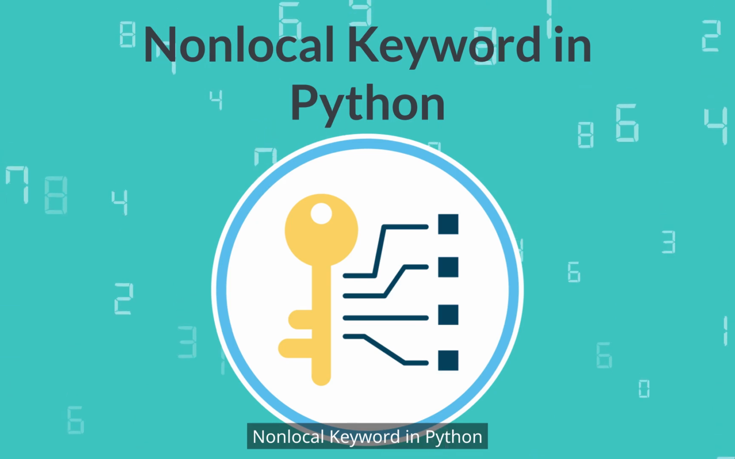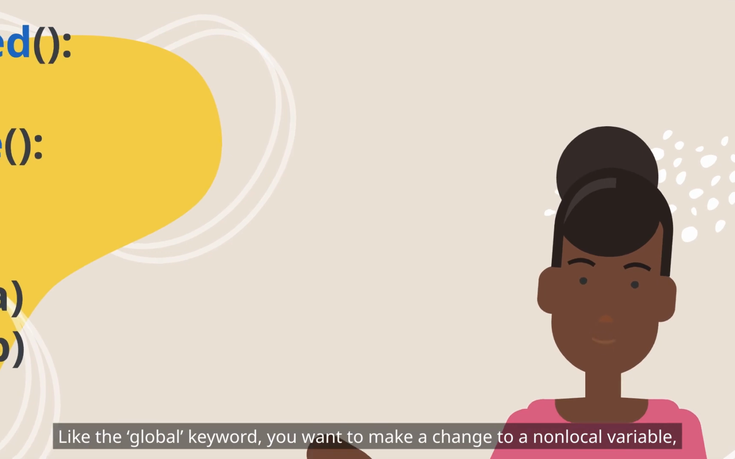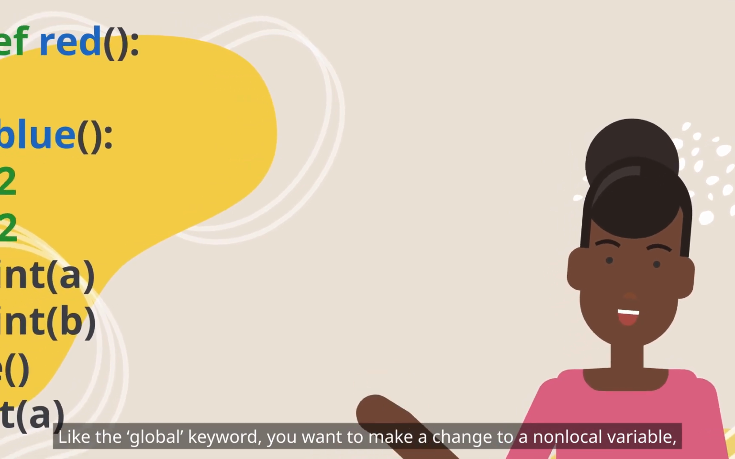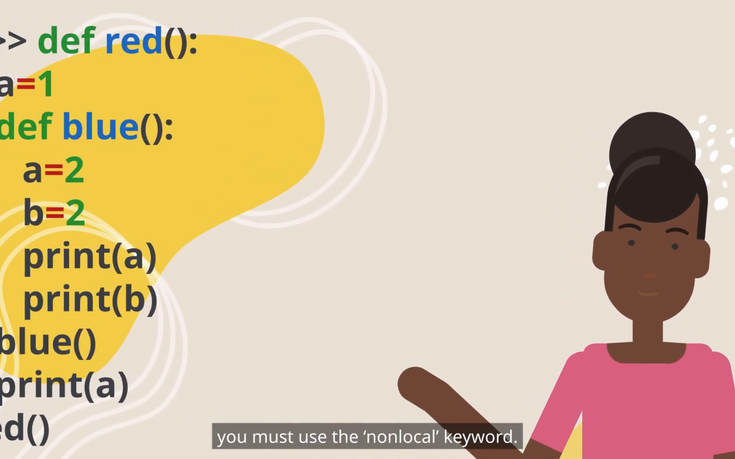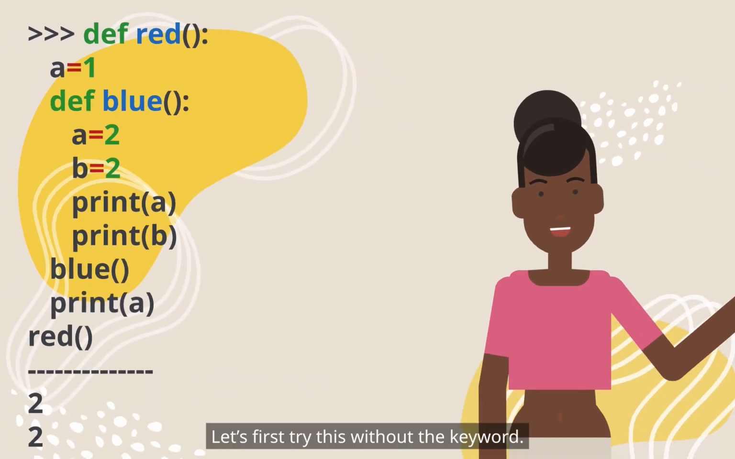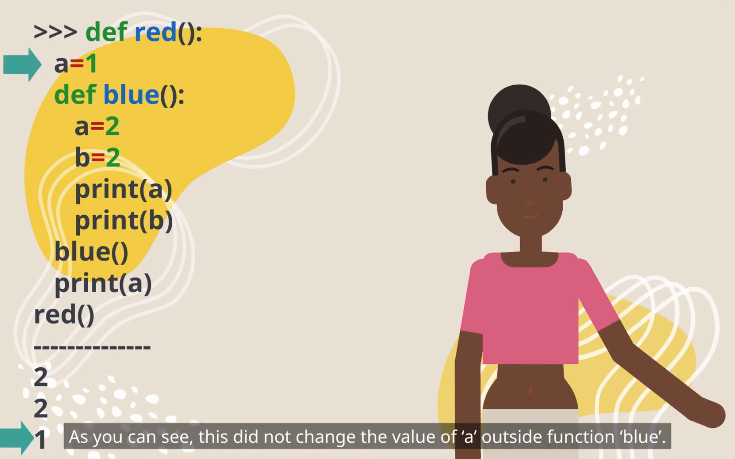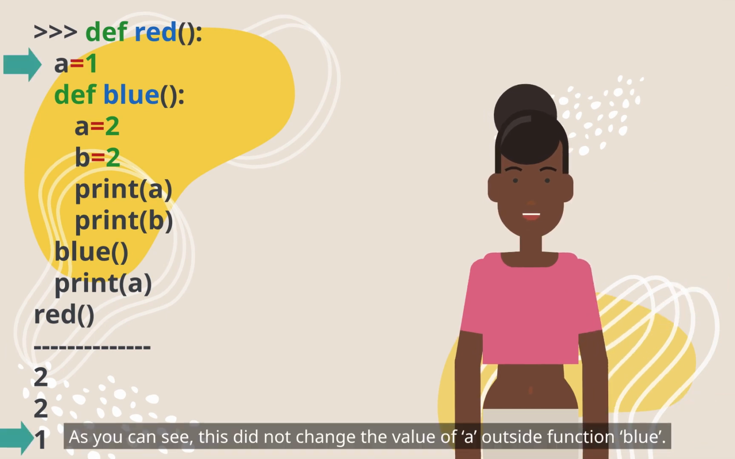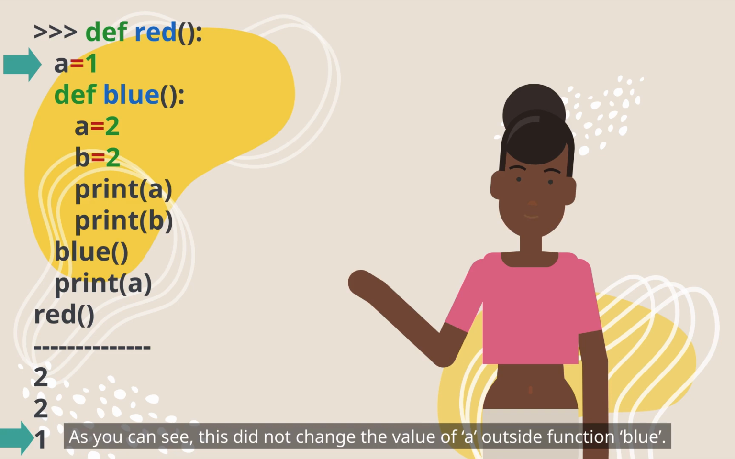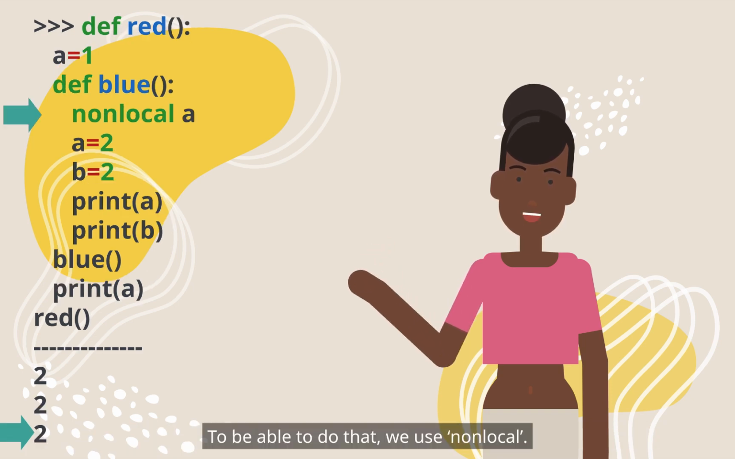Nonlocal keyword in Python. Like the global keyword, if you want to make a change to a nonlocal variable, you must use the nonlocal keyword. Let's first try this without the keyword. As you can see, this did not change the value of a outside function blue. To be able to do that, we use nonlocal.